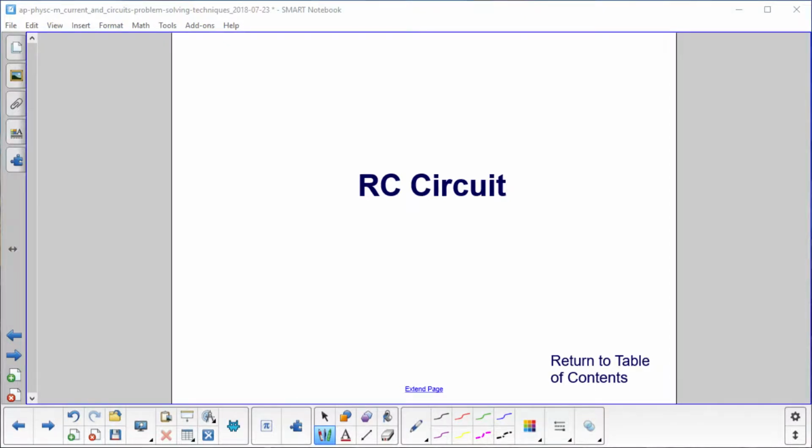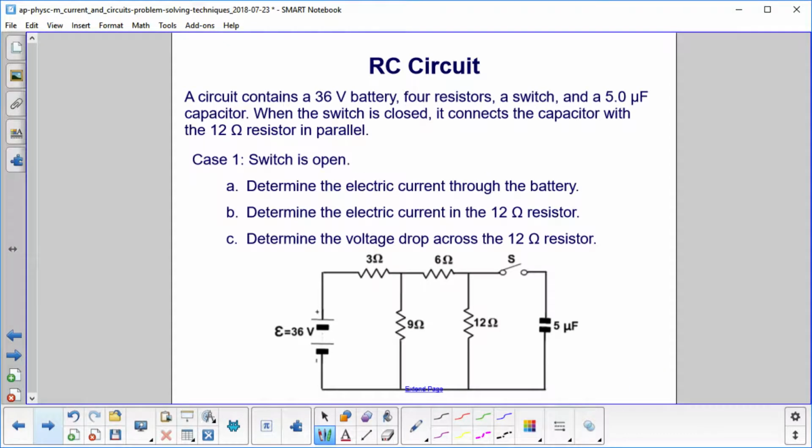RC circuit. We have a circuit with a 36 volt battery, 4 resistors, 1, 2, 3, 4, a switch, and a 5 microfarad capacitor. When the switch is closed, the capacitor is connected with the 12 ohm resistor in parallel.